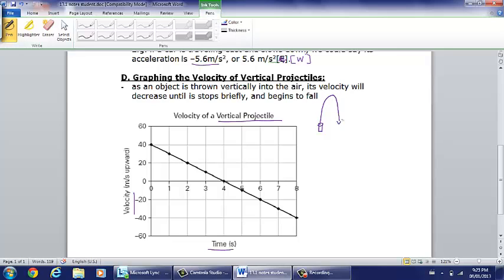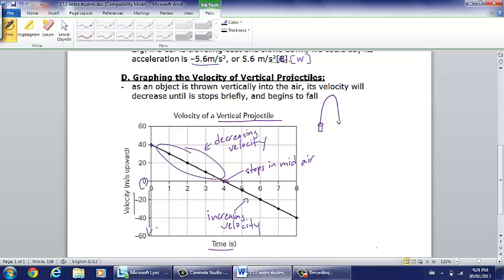So the graph of this would look like its velocity here initially, as fast as it's ever going, is right when it leaves, right when it's being shot up. And then the velocity will decrease. So this part of the graph is showing a decreasing velocity. It is slowing down as it goes up. Right here, where it crosses the x-axis, its velocity is 0, where it stops in midair. And then as it starts falling, it will have an increasing velocity. And you can see that here the velocity is increasing as it moves down.